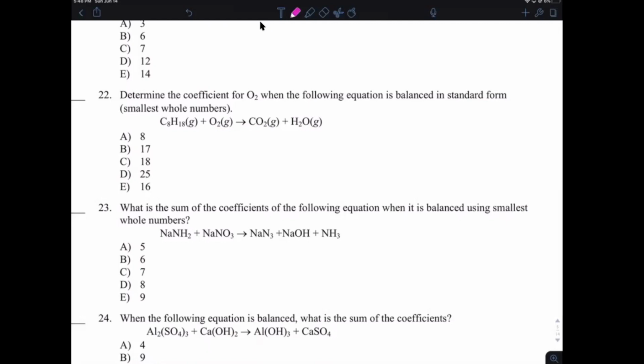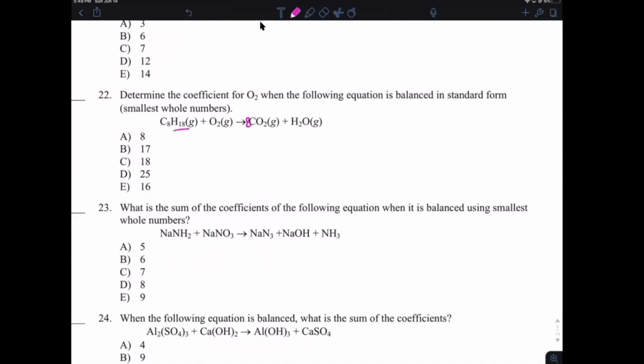Like, did you learn in class about the order? Yeah, so you want to balance C first, then H, and then O. So knowing that, let's try to balance C first and see if this works out. So let's put an 8 there, right? And then let's try to do the H's.